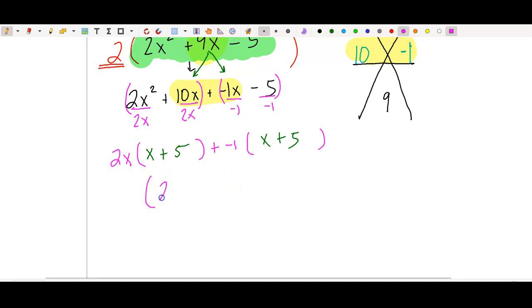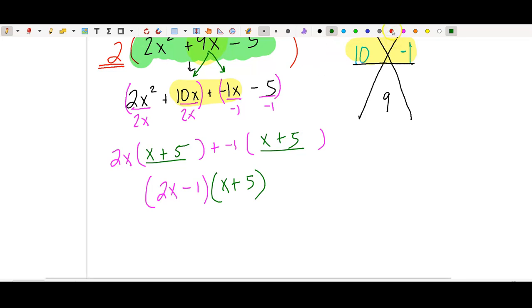So then our first factor is going to be 2x, and this is a plus negative 1. So we're just going to say 2x minus 1. And then of course, the one that we have that's the same is x plus 5. So that'll become the second factor.